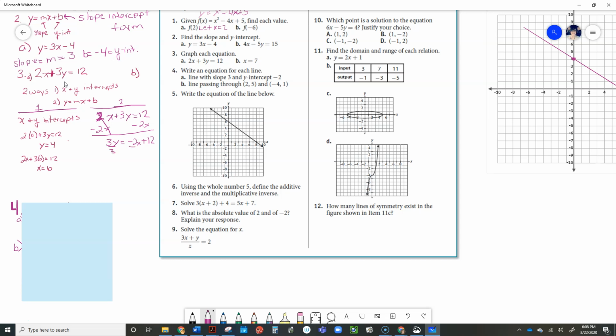Divide everything by 3. And I end up with the 3's divide out, leaving me a coefficient of 1. This doesn't divide, so I'm going to recognize that it's okay. It's a slope, so that it's rise over run. And then 12 divided by 3 is a positive 4.